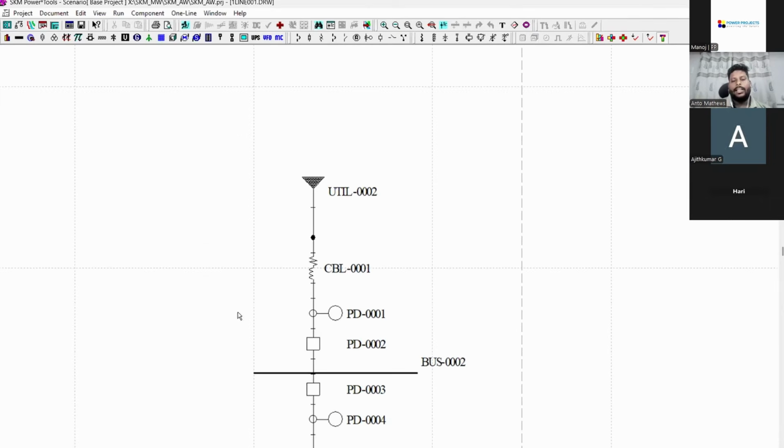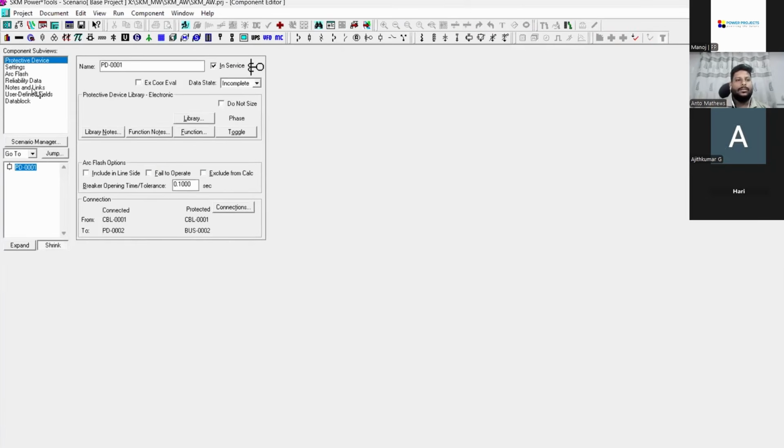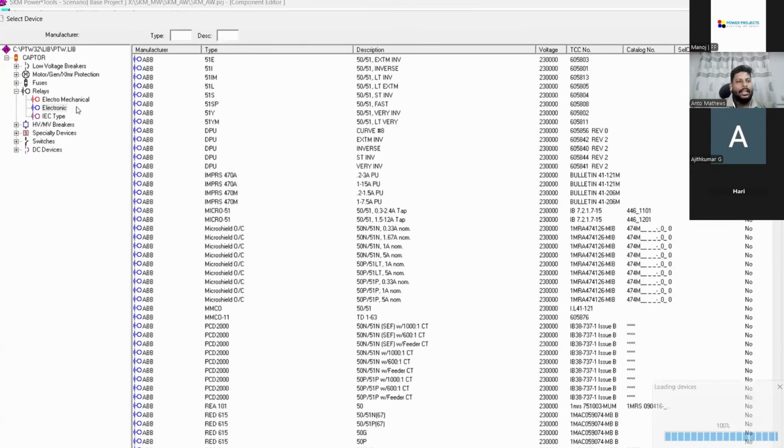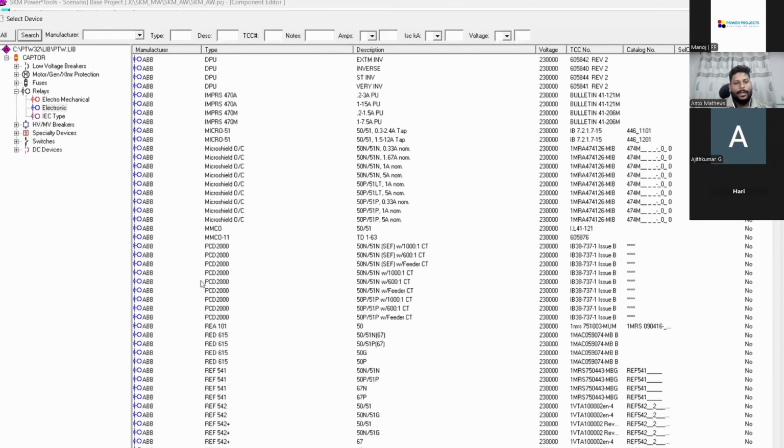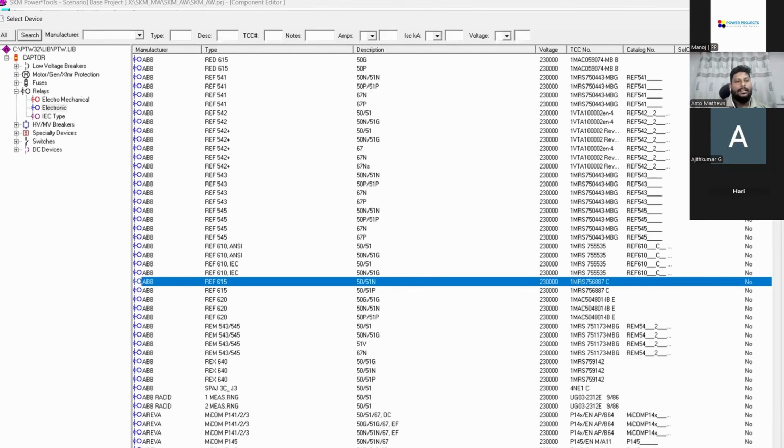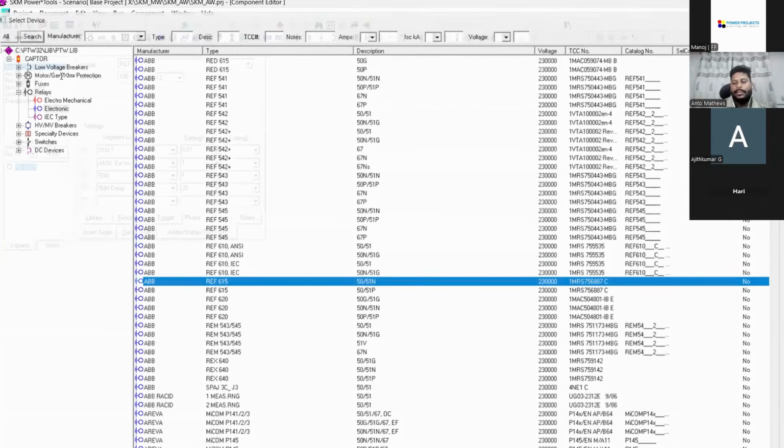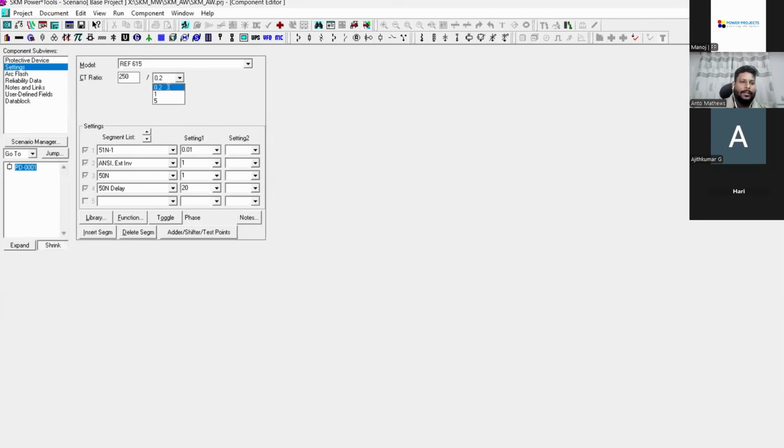So I'll be modeling the incomer protected device, which I'll be selecting from the library. The relay which I'm using is an electronic relay from ABB, REF615, which most of the members know about. So the CT ratio which I am considering is 250, and the incomer CT ratio secondary is 1 amp.